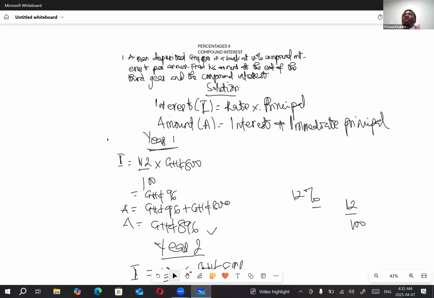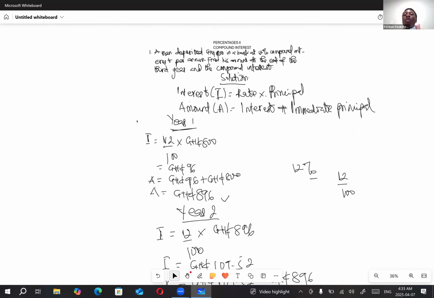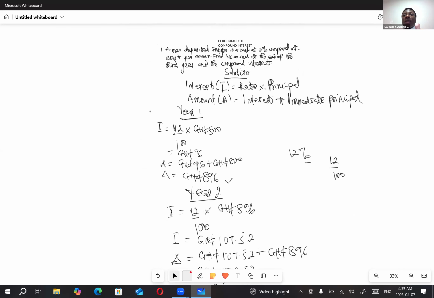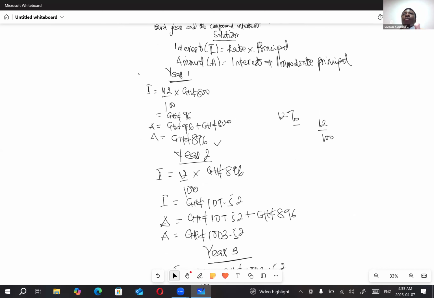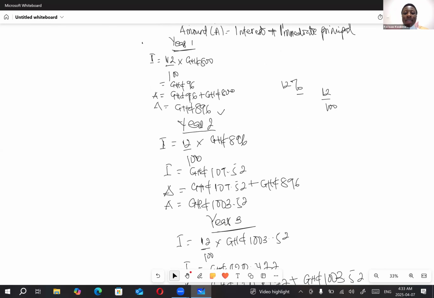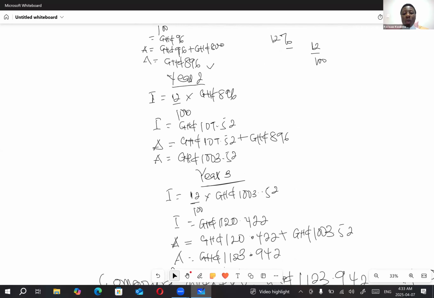Again, they will tell you that Anthony took his money to the bank, and the bank gave him its terms: our interest is 12% per annum compound interest. Now Anthony said, I will save with you for 3 years. In the course of the period, he had a funeral, or an emergency, and had to withdraw money. So they are telling you, if at the end of the second year Anthony went to withdraw 200 Ghana cedis, we need to know his amount at the end of the third year and the compound interest.